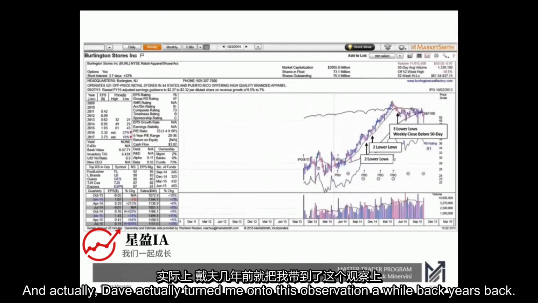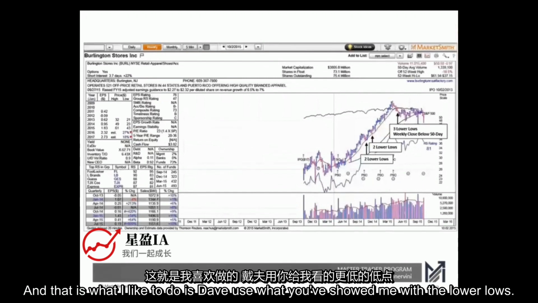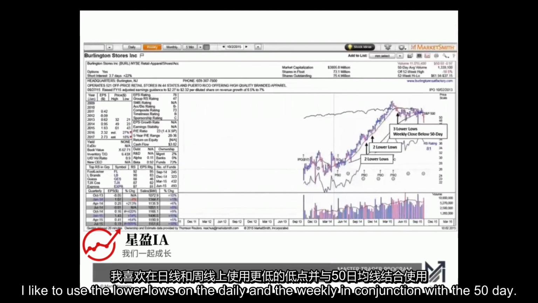All right, so now, Dave, this is something that you've observed over the years, and actually, Dave turned me on to this observation years back, and that is what I like to do, Dave, is use what you've showed me with the lower lows. I like to use the lower lows on the daily and the weekly in conjunction with the 50-day.